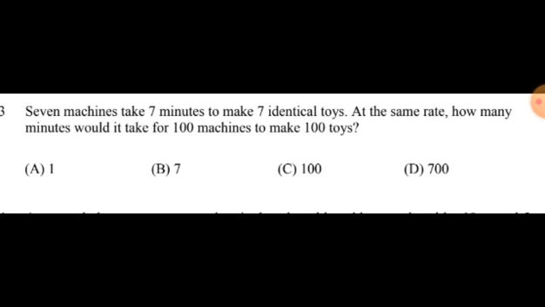While we are reading the question, we will directly select the option C, 100, because we will think logically: 7 machines, 7 minutes, 7 identical toys, therefore 100 machines, 100 toys and 100 minutes. But it is the wrong way. We have to choose the answer correctly. For that, I will show and explain the answers.